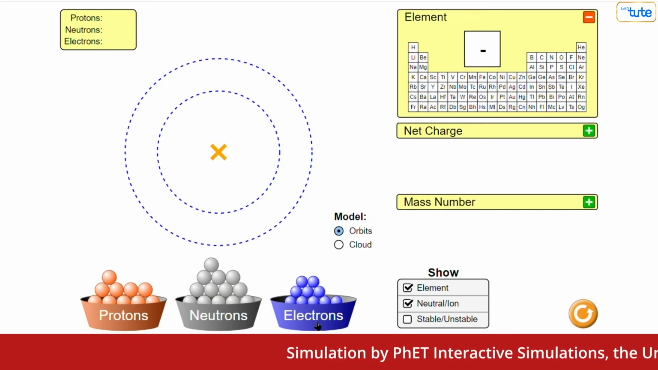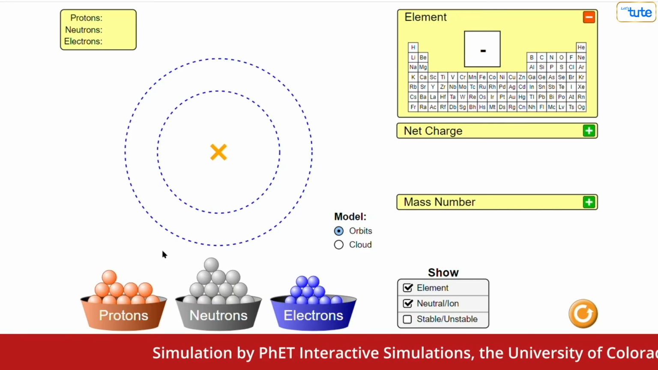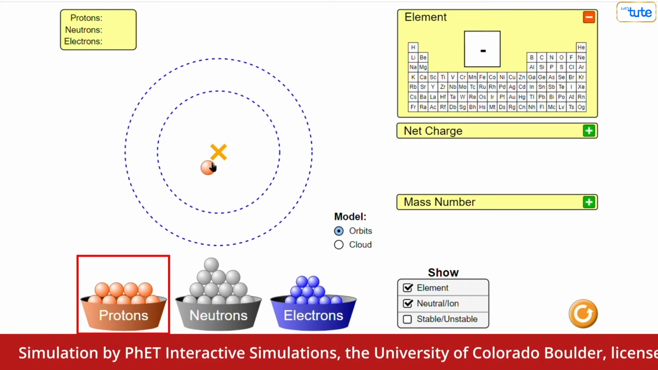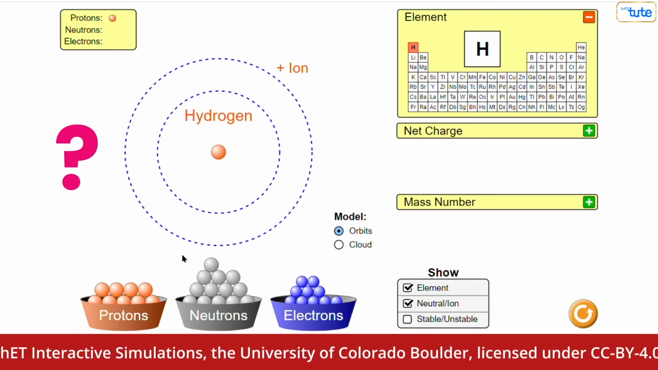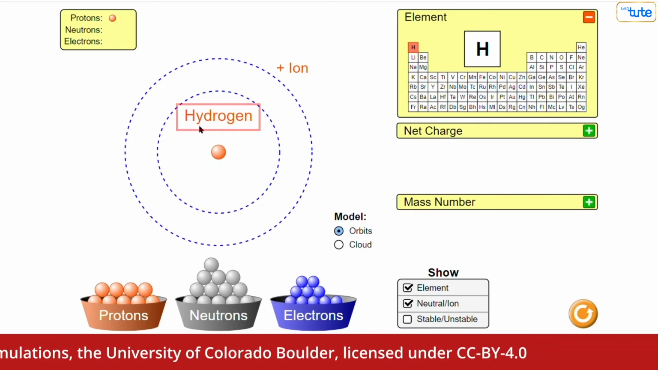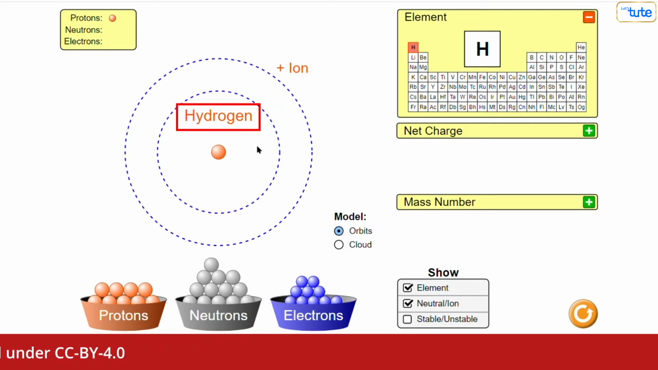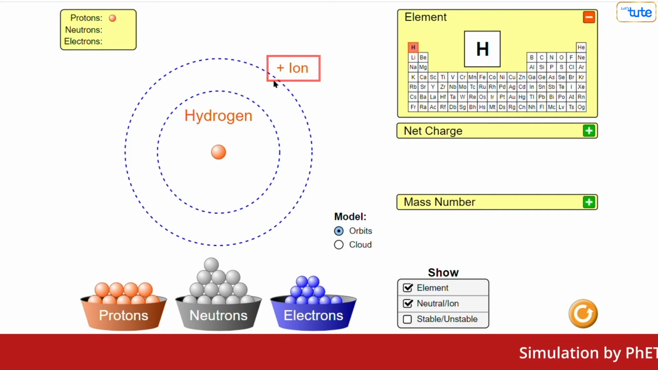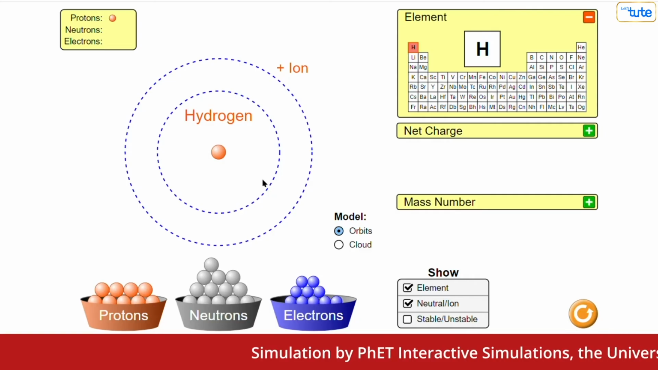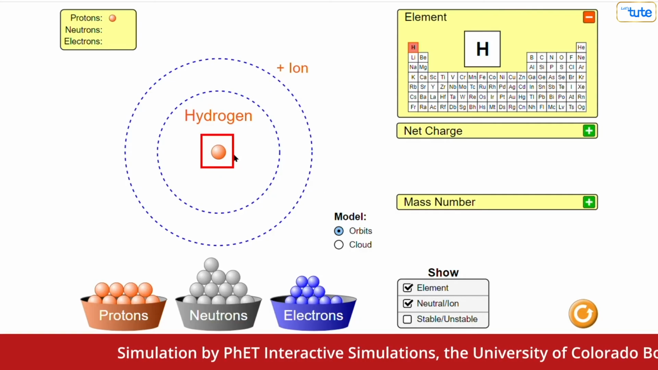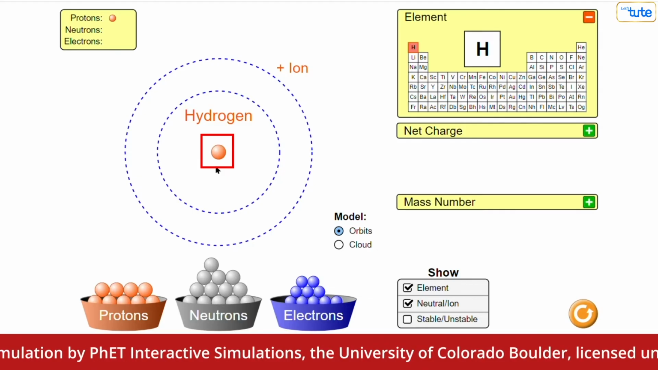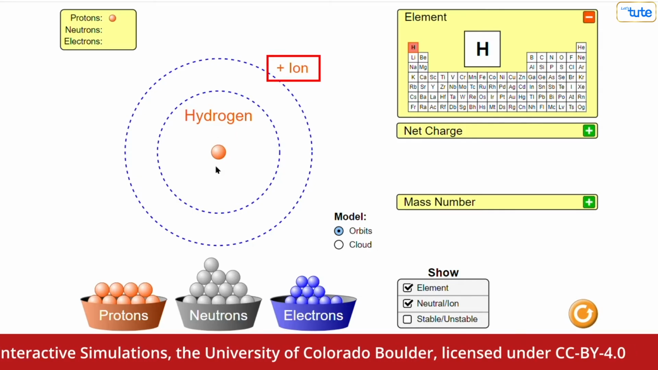Now, let's build an atom. First, let's add one proton. What did you observe? Here, hydrogen atom starts forming. When we fill the atom with subatomic particles, the corresponding element will appear or start forming. You can see here that the atom shows a positive charge. Why is this so? This is because the proton has a positive charge. Therefore, the atom shows a positive charge.